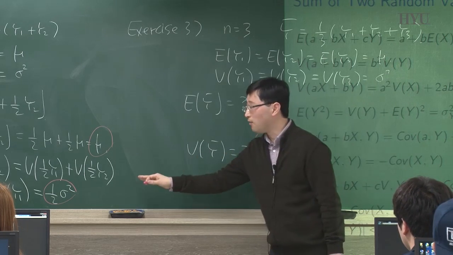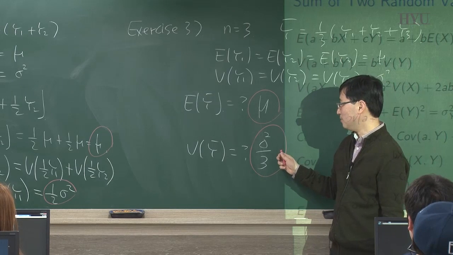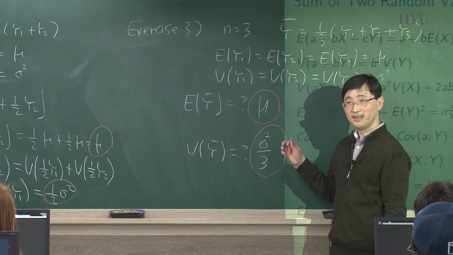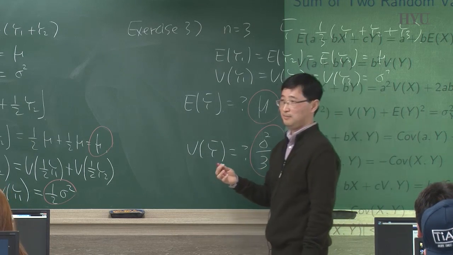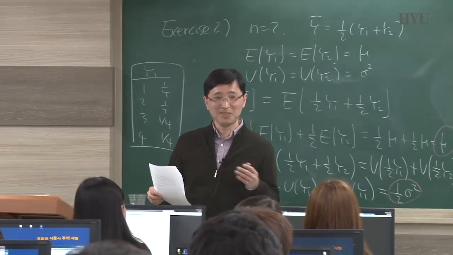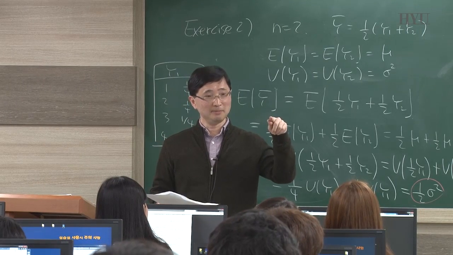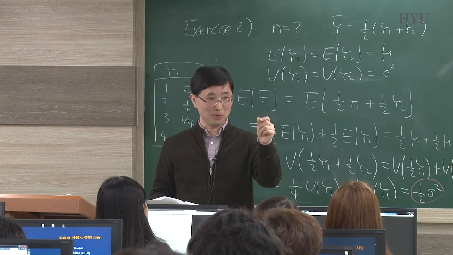But what happened to the variance? Before, it was half of the variance of one observation. Now when n becomes 3, it's only 1/3. It gets much smaller, right? The question is why? I think you know the answer. So as you increase the sample size n, the variance of the sample mean gets smaller and smaller and smaller.